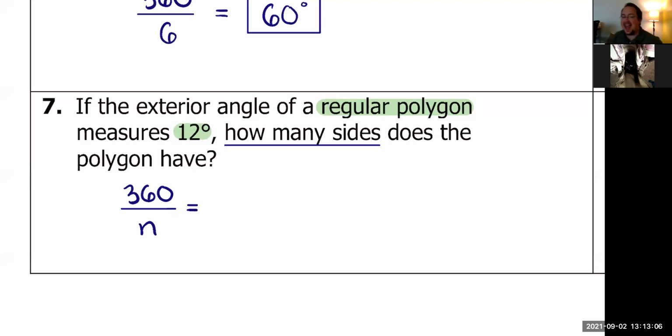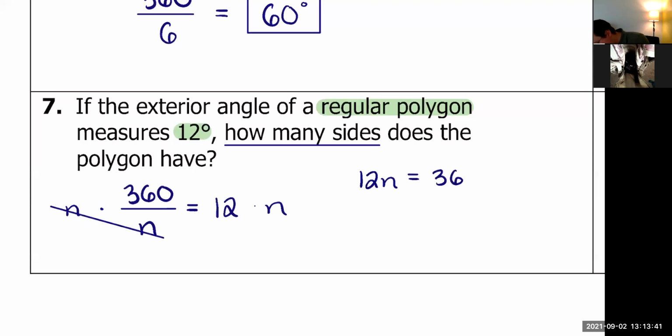So this time we actually had the exterior angle measurement, which was 12. Can I solve for n? Sure. This is kind of like those inverse trig functions we had earlier, where that variable got trapped in the denominator. I would get it out of there by first multiplying both sides by n. I'm going to write this over here. That gives me 12n equals 360.